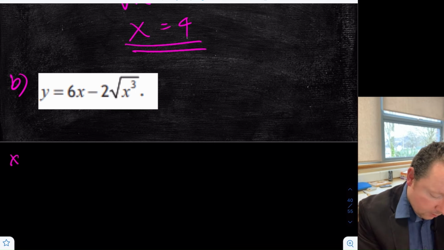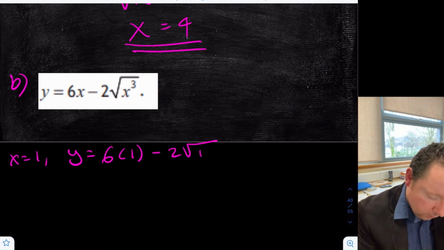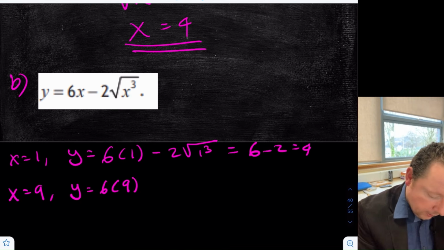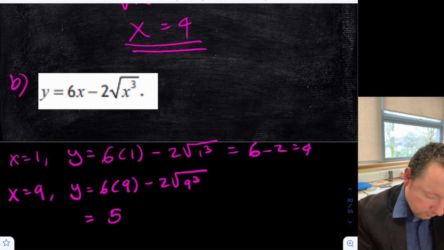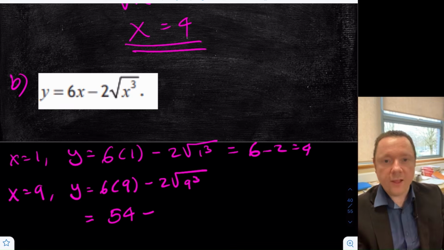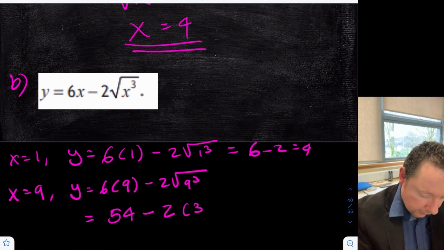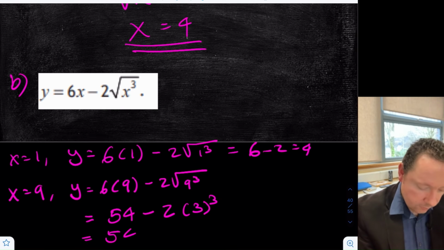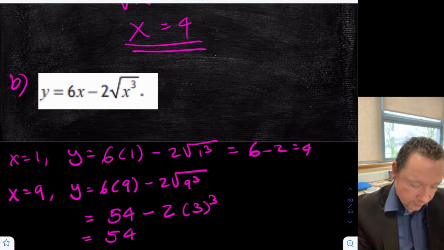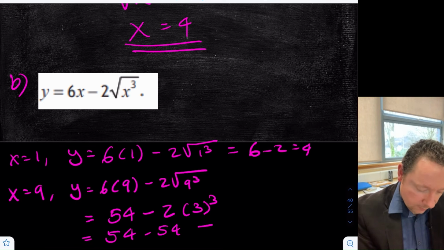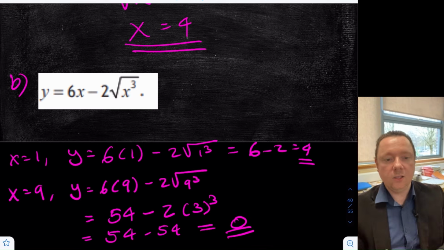Part B, hence determine the greatest and least values of y. So at x equal to 1, y equals 6 times 1 minus 2 times the square root of 1 cubed. 6 times 1 is 6, minus 2 equals 4. At x equal to 9, y equals 6 times 9 minus 2 times the square root of 9 cubed. 6 times 9 is 54, the square root of 9 is 3, so 2 times 3 cubed: 3 3s are 9, times 3 is 27, 27 times 2 is 54. That gives me a big 0 as the answer at the limits.